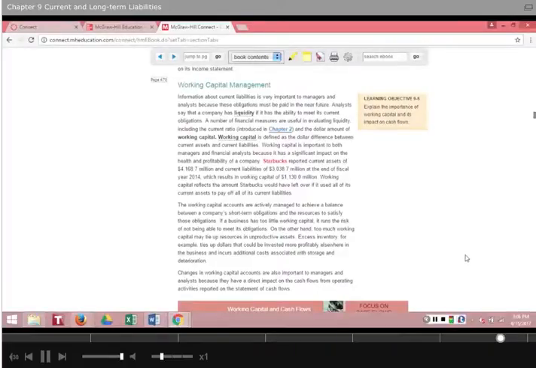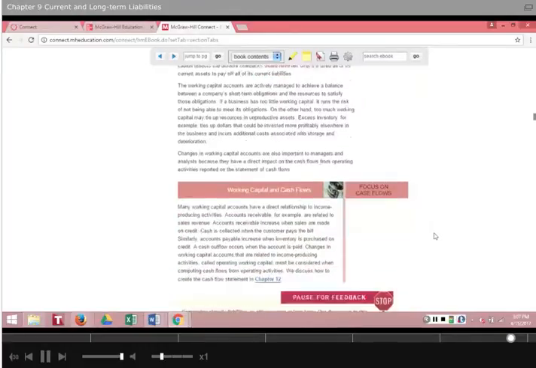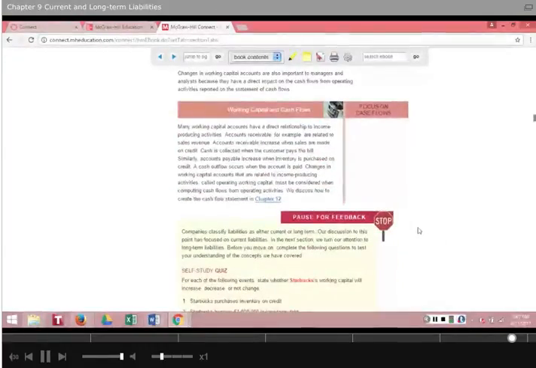Working capital affects liquidity because working capital is the difference between current assets and current liabilities. As a company grows, typically working capital will grow because typically current assets will grow faster than current liabilities, although that is not necessarily true. What I want you to focus on is the effect working capital accounts, current assets, and current liabilities have on cash flow from operating activities.